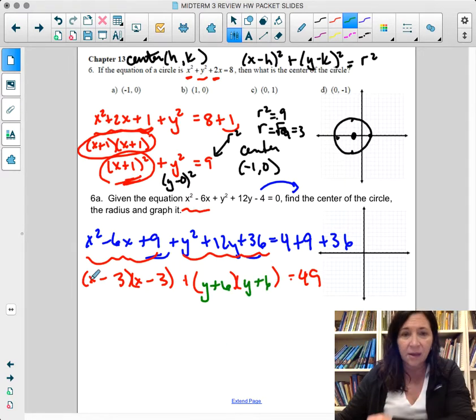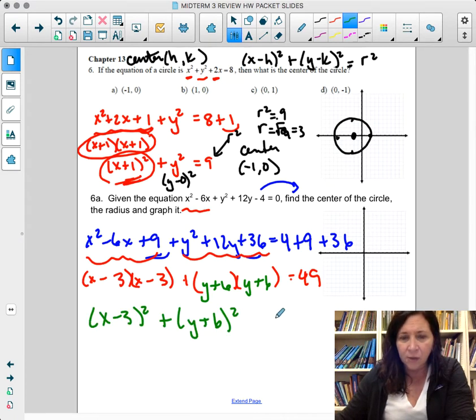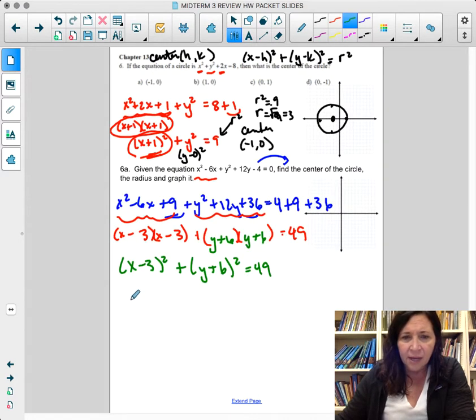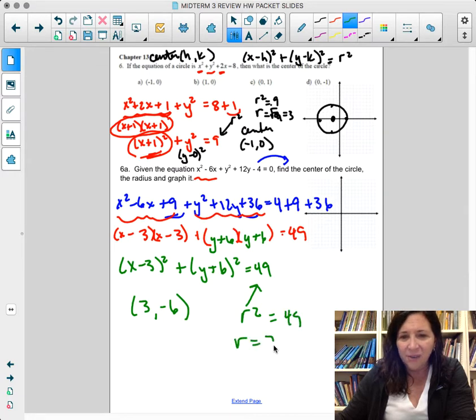So what this ends up being is (x minus 3) quantity squared plus (y plus 6) quantity squared is equal to 49. And my center is at, remember, opposite, opposite. It's going to be at 3, negative 6. And because this value here is equal to r squared, which is equal to 49, r is equal to 7.